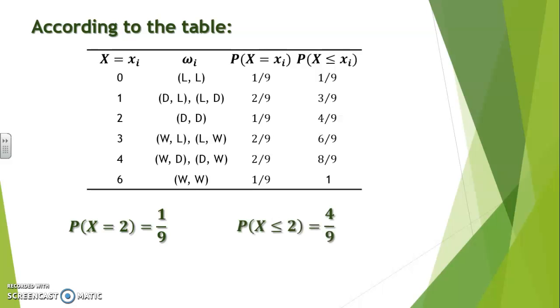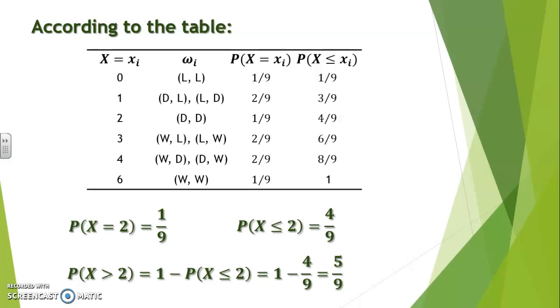The probability that the team will accumulate 2 or fewer points is obtained by adding the probabilities for x equals 0, 1, and 2, or by looking at the cumulative probability column, which actually shows that 4 out of 9 is the probability of this event occurring.